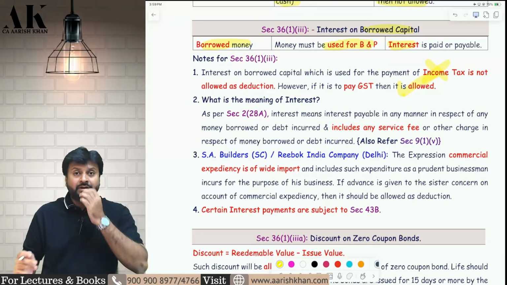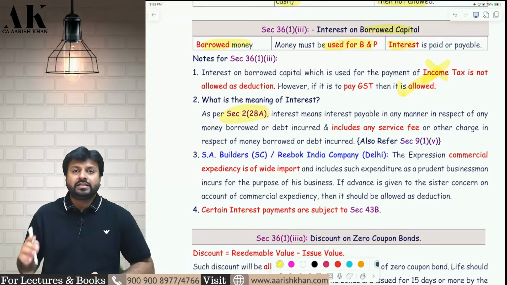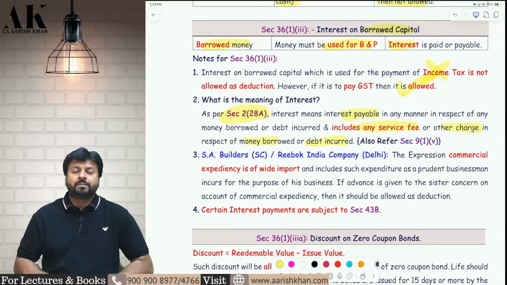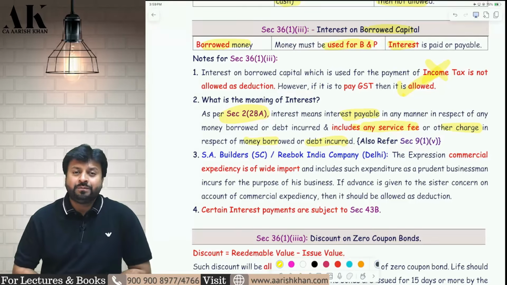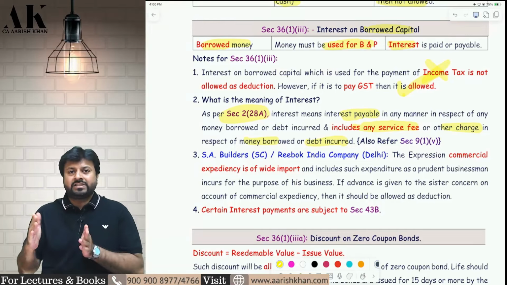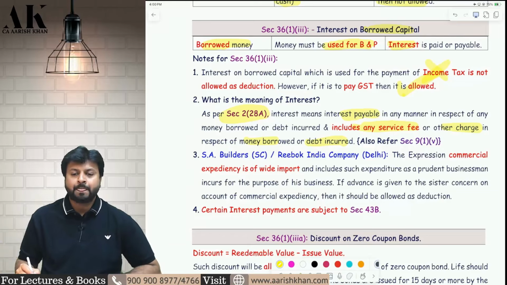Next, sir, what do you mean by the term interest? Is it defined under the income tax law? Yes, the term interest is defined under section 2(28A). Interest not only includes interest, but also any other service charge or service fee in relation to money borrowed. So whatever service charge or service fee you pay in respect of a loan taken from a bank or any financial institution will also be called interest as per section 2, clause 28A.